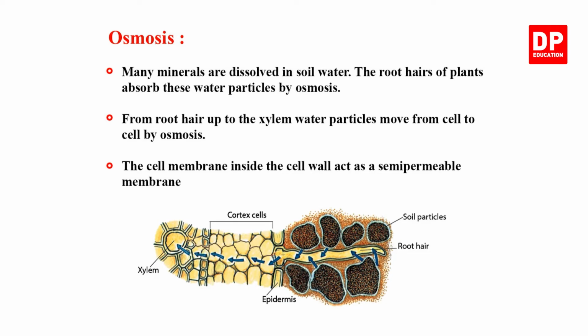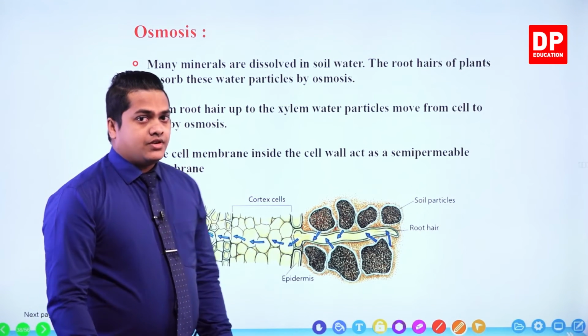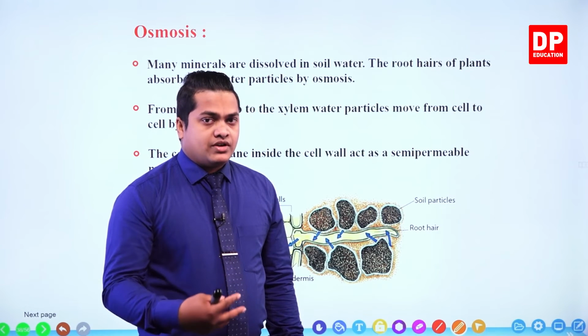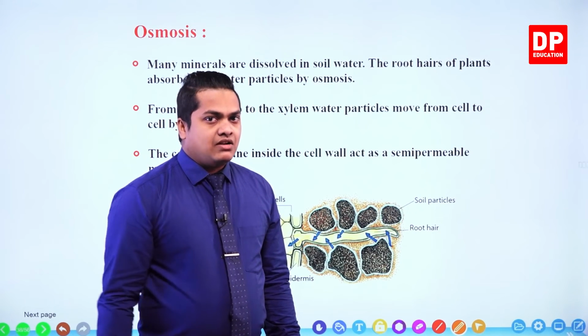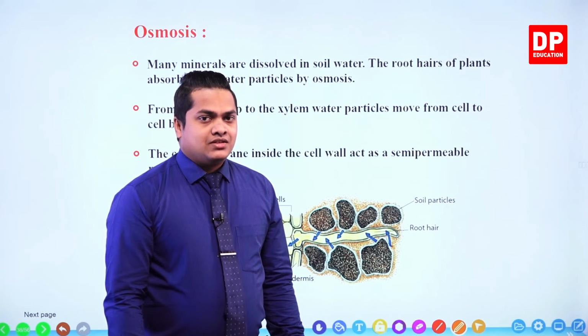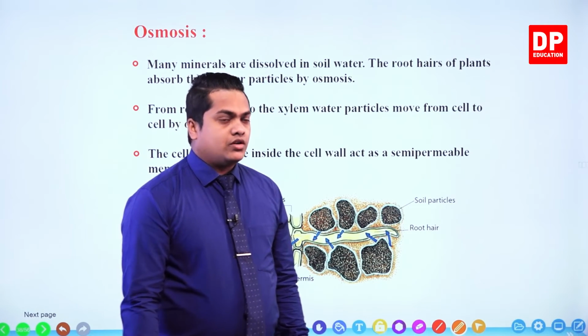So my dear children, many minerals are dissolved in soil water. The root hairs of plants absorb these water particles by osmosis. You know that soil water contains many minerals. That's why it is referred to as mineral water. Even the water that we consume or drink, spring water, well water, those are mineral water. So we obtain this water from the soil. Soil has several minerals, and these minerals are dissolved in it. So this water with minerals is referred to as mineral water.